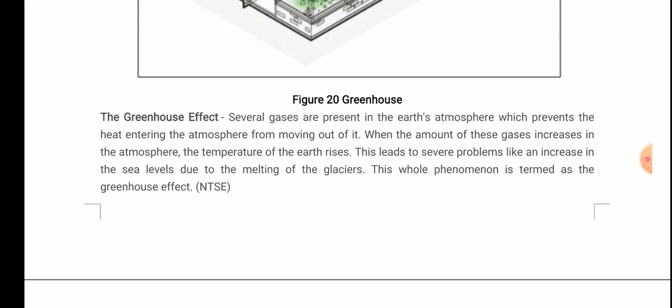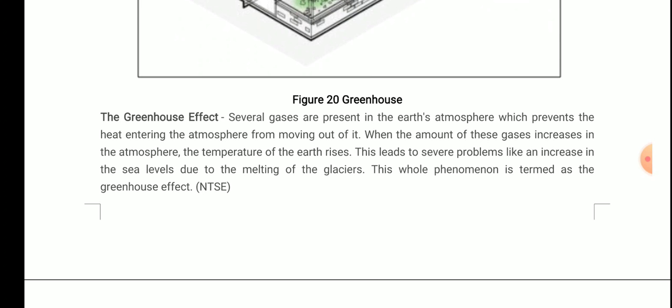Greenhouse effect. Several gases present in the Earth's atmosphere prevent the heat entering the atmosphere from moving out of it. When the amount of these gases increases in the atmosphere, the temperature of the Earth rises. This leads to severe problems like an increase in the sea levels due to melting of glaciers, and this whole phenomenon is termed the greenhouse effect.